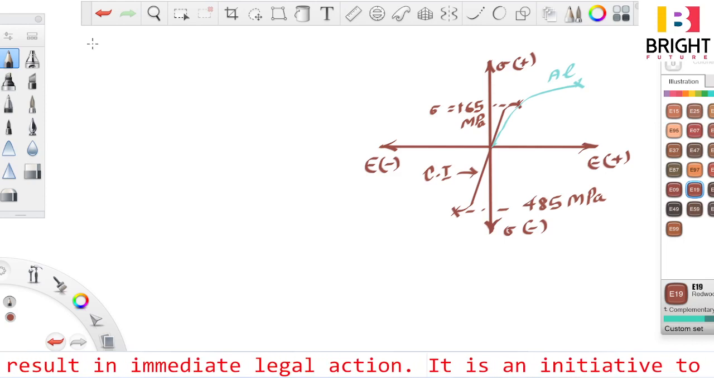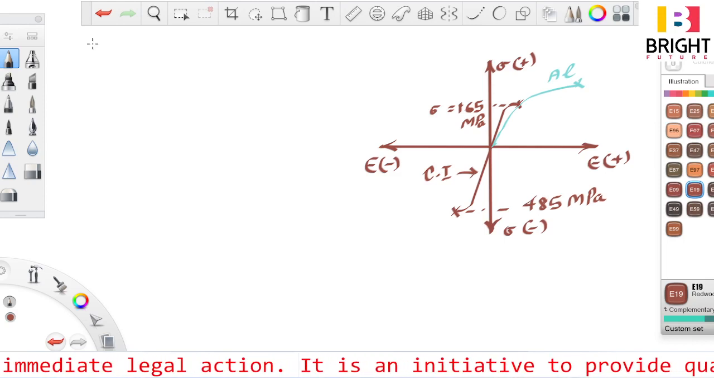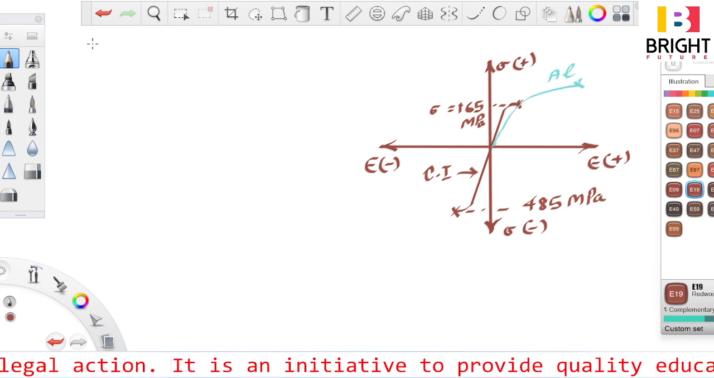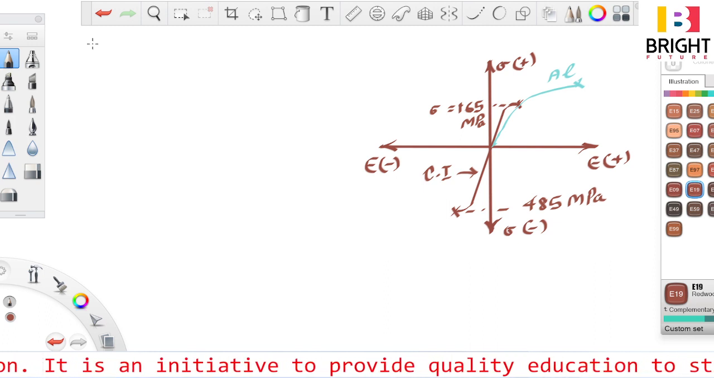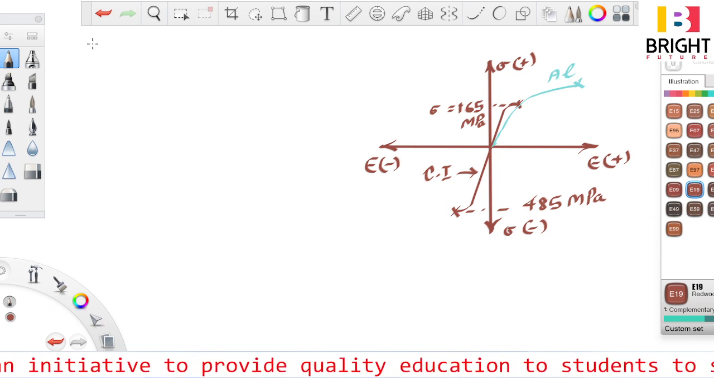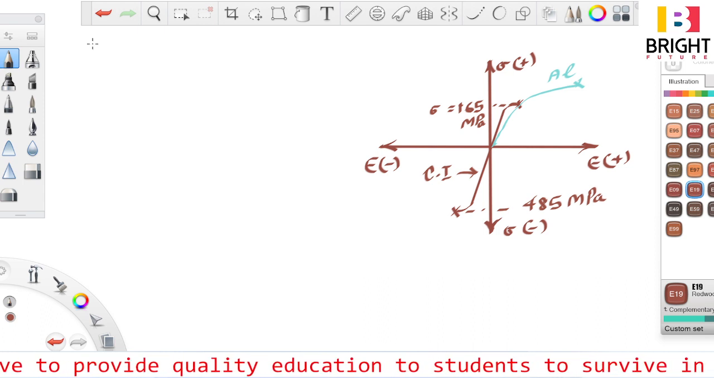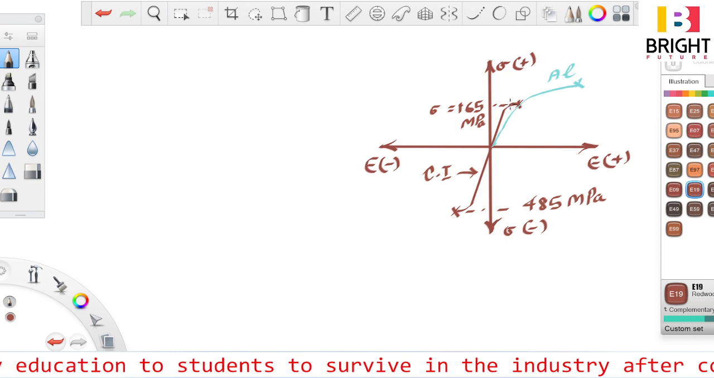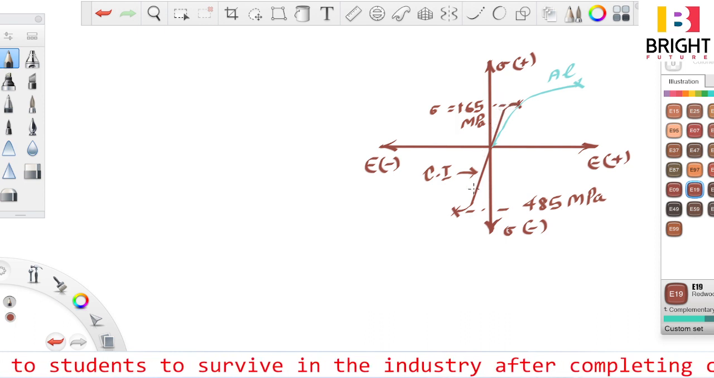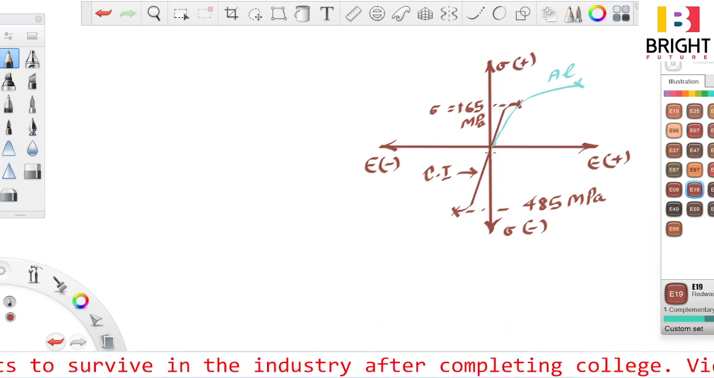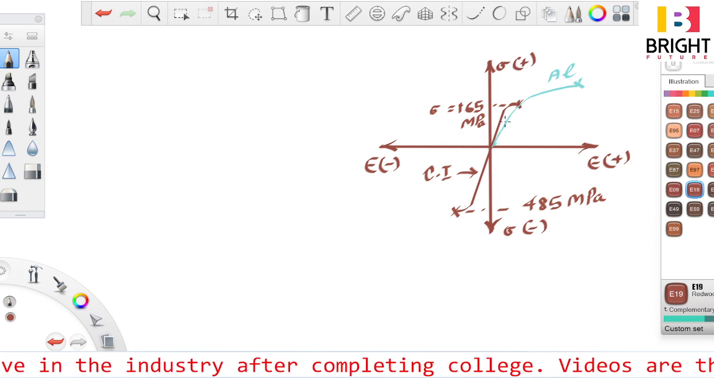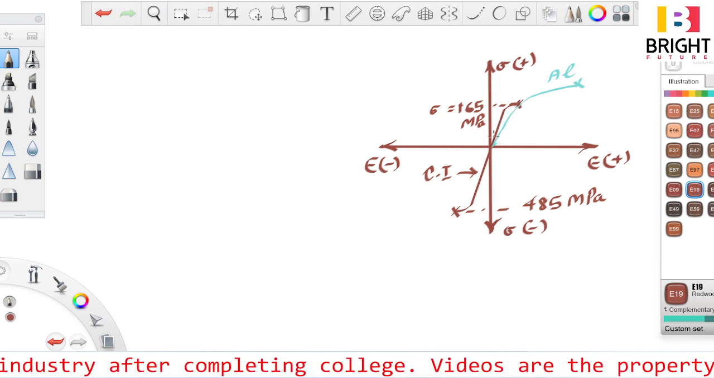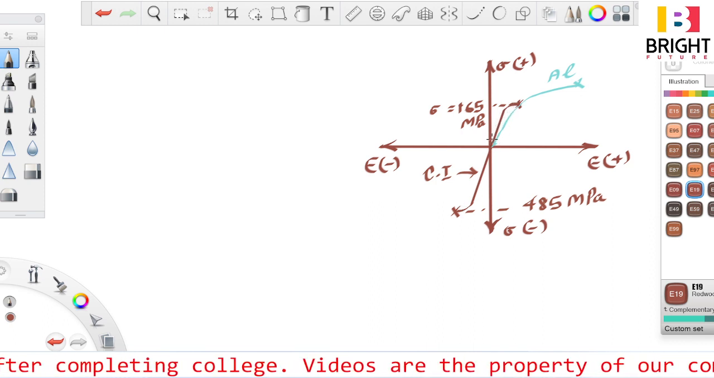Hello. In today's video we will discuss the stress strain diagram for cast iron material. This in brown color you can see is the stress strain diagram for cast iron. In this third quadrant it is compression, and in the first quadrant it is tension or expansion.